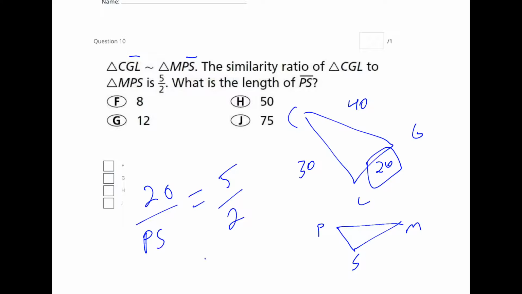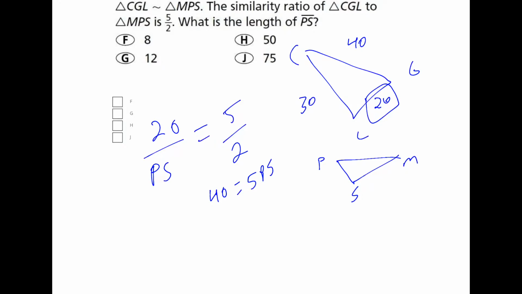So I cross multiply, and I get that 40 is equal to 5 times whatever PS is. We can just call that X if we wanted to. So when I divide both sides by 5, I get that 8 is equal to PS. So F is my answer.